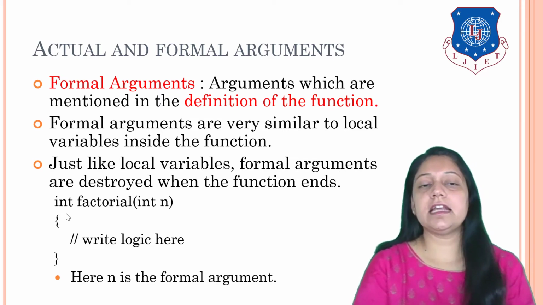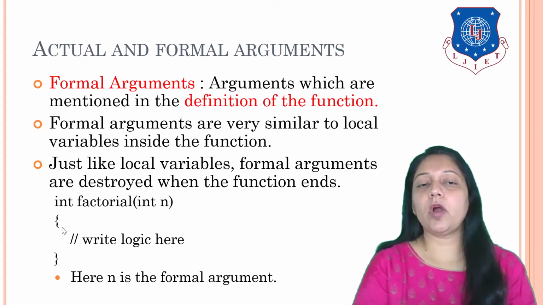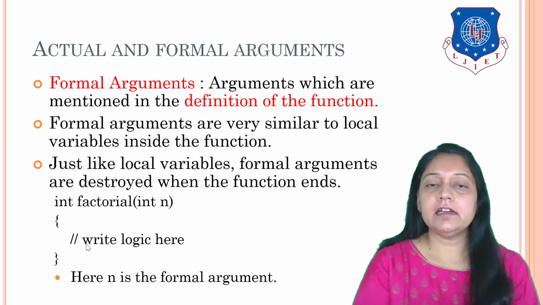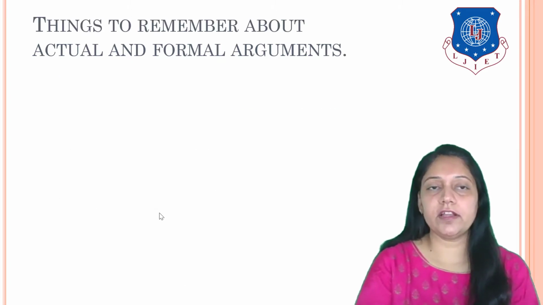So here you can see an example. int is the return type. Then factorial is the name of the function. In brackets, I am passing an argument, and then comes the block of the function factorial. Here, the argument I mentioned during my definition is n, which is of integer data type. So n is known as a formal argument of the function.